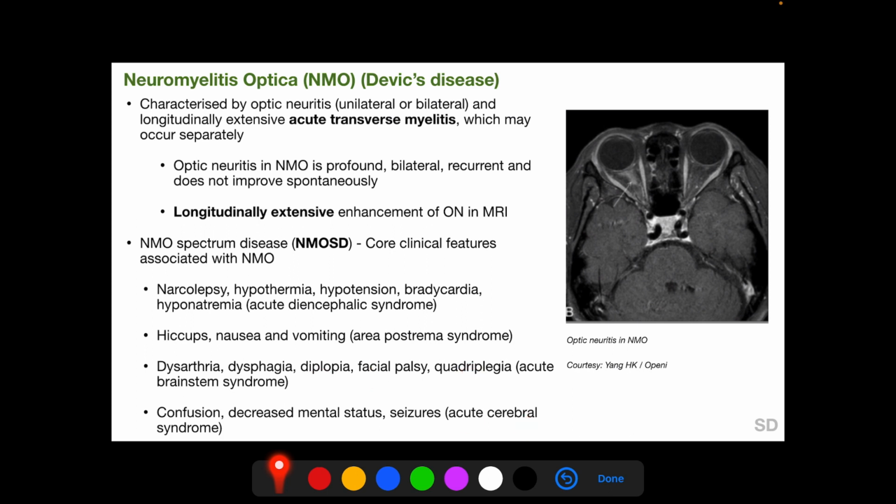And acute cerebral syndrome consists of confusion, decreased mental status or seizures. So optic neuritis and acute transverse myelitis may be associated with a large number of other symptoms in NMO.